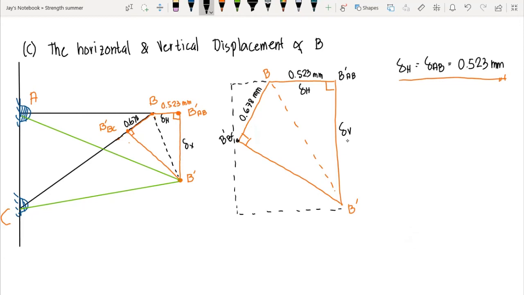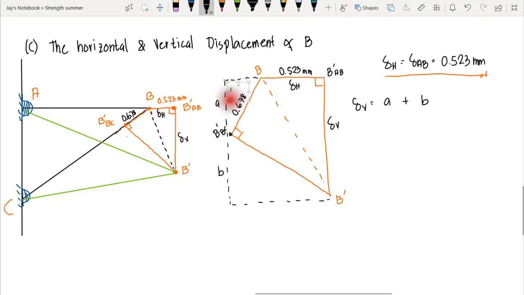Our goal here is to compute for the vertical displacement, but we could have computed this by summing up this length and this length. So let's say this is A and this one is B. Therefore, we could say that our vertical displacement is equal to A plus B. So our goal here is to compute first for A and B. Okay, so how are we going to compute this one?